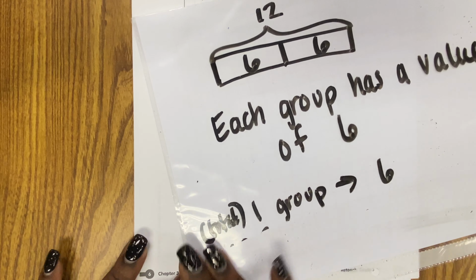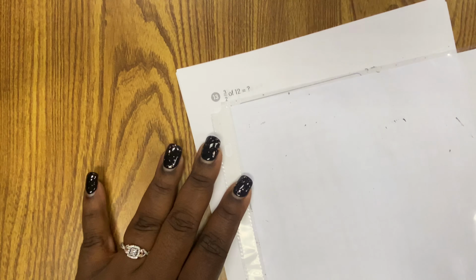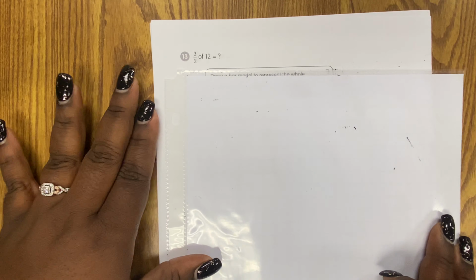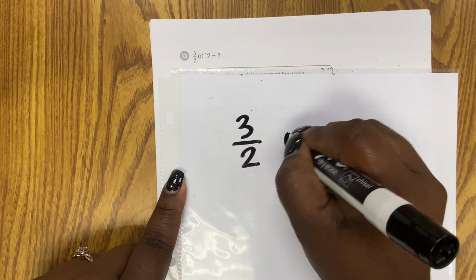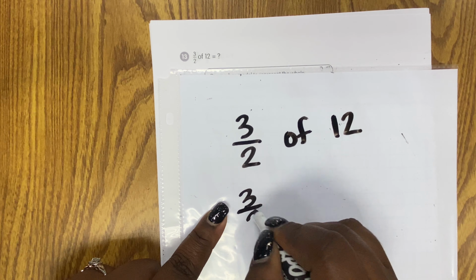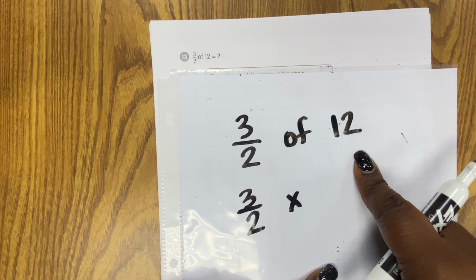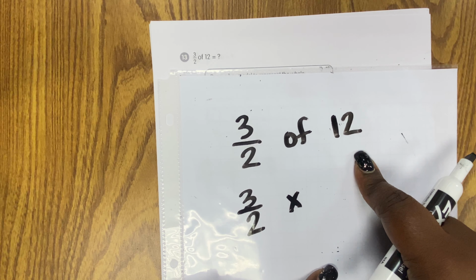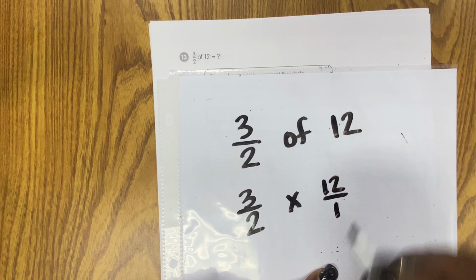How do we know that this is going to work? Well, this is a great time to switch to the algorithm, meaning the way that we would do this abstractly if we had the actual problem written out. So 3/2 of 12. Well, 3/2 is written as a fraction. Of means to multiply. And 12 is written as a fraction. Since it's a whole number, we write whole numbers over the number 1.